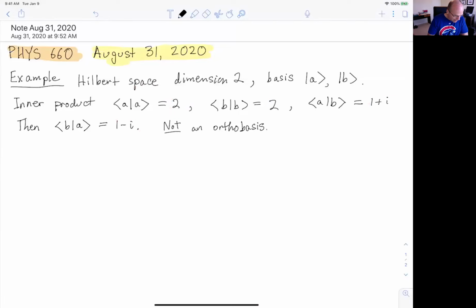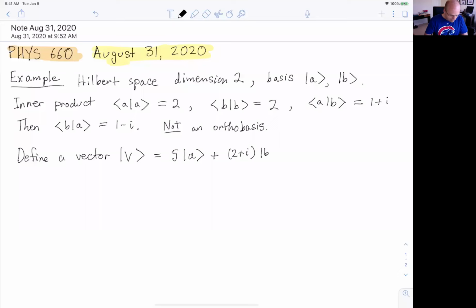Okay, so let's define a vector V, which is going to be a linear combination of my basis vectors. So I'm going to choose it to be 5A plus (2 plus i) times B. And I'm going to ask the question, what is its norm?